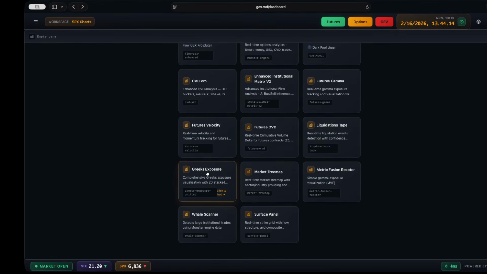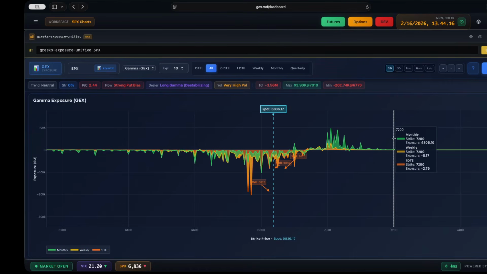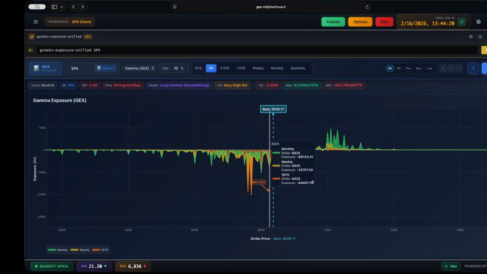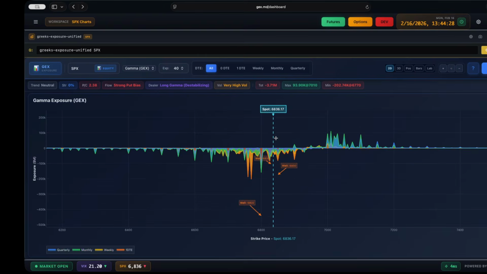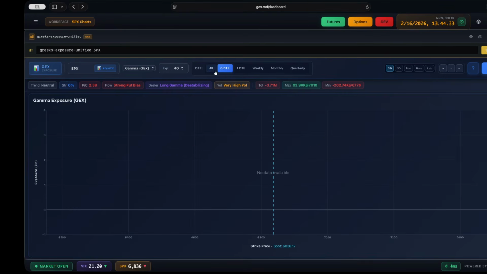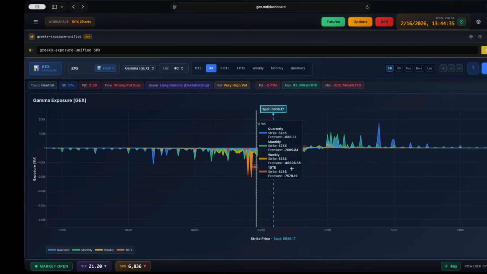Then we have the Greek exposure. On the front, you can see the basic data. You can increase the number of strikes. You want to see 40 strikes on the time, and then you can see 0DT. Well, it's not 0DT yet. You have to see all.